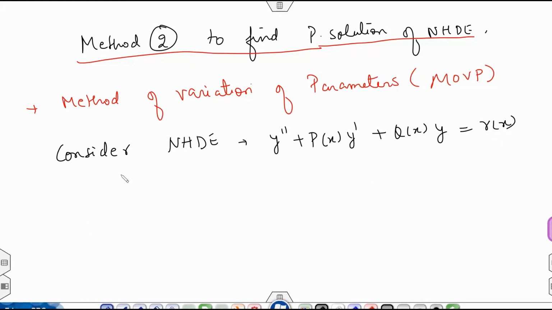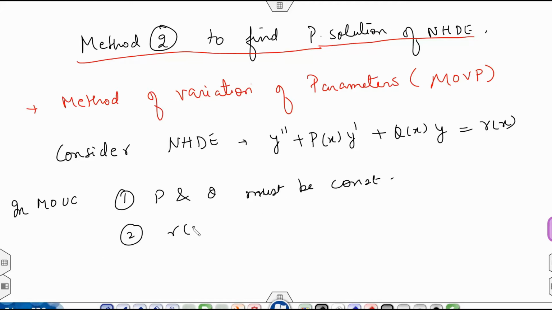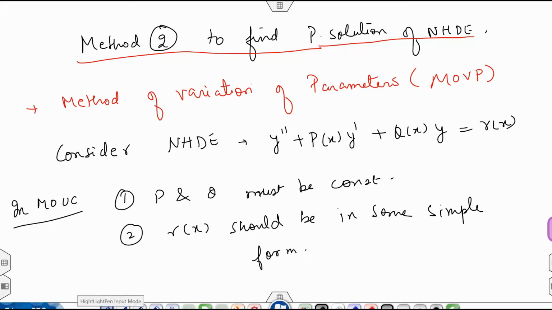So till now you have learned the method of undetermined coefficients. In the method of undetermined coefficients, what were the things you noted? First, that p and q must be constant, and secondly, that r(x) should be of some simple form only. So these were the limitations, or you can say the shortcomings, of undetermined coefficients.